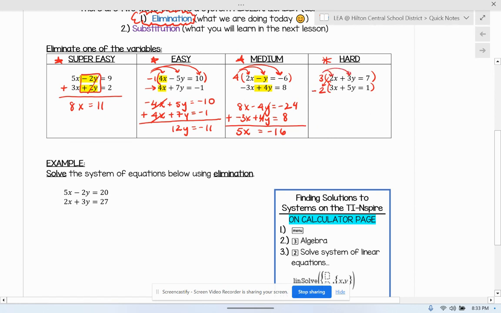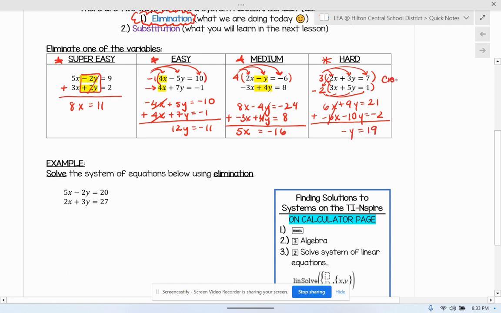So I'm going to distribute the 3 to each piece up top, and I get 6x plus 9y equals 21. I'm going to distribute the negative 2 to each piece down here, and I would get negative 6x minus 10y equals negative 2. Now if I add these two together, I am so excited because I have 6x minus 6x. The x's cancel. I have 9 minus 10, which would give me a negative y, and I have 21 minus 2, which would give me 19.